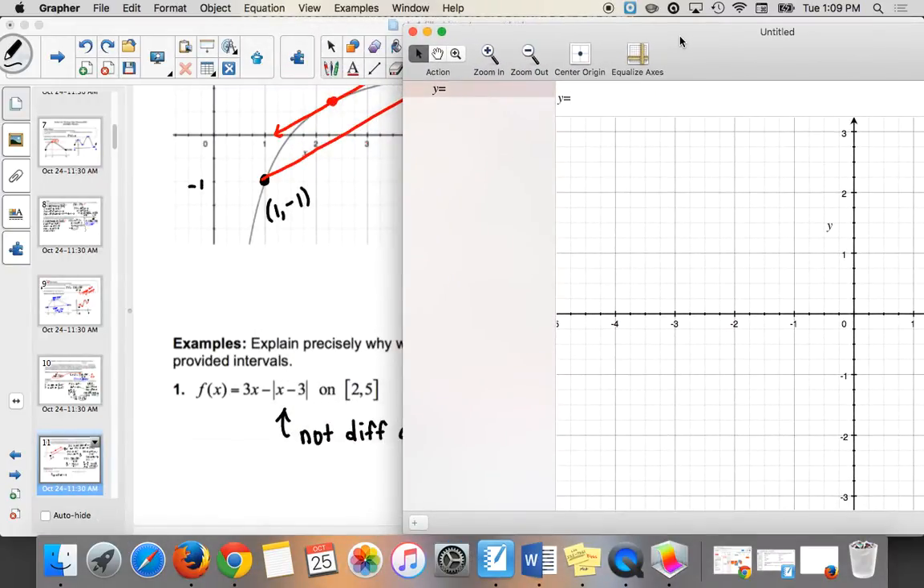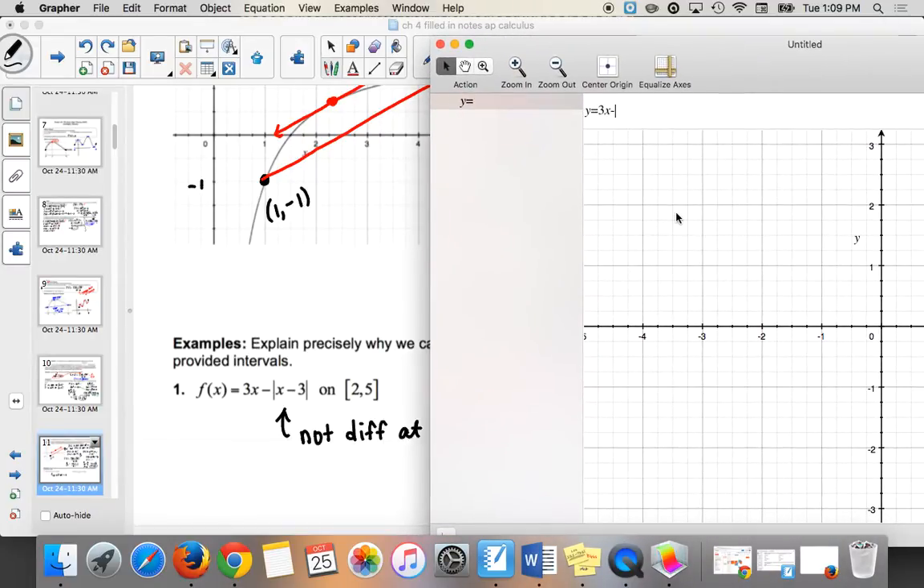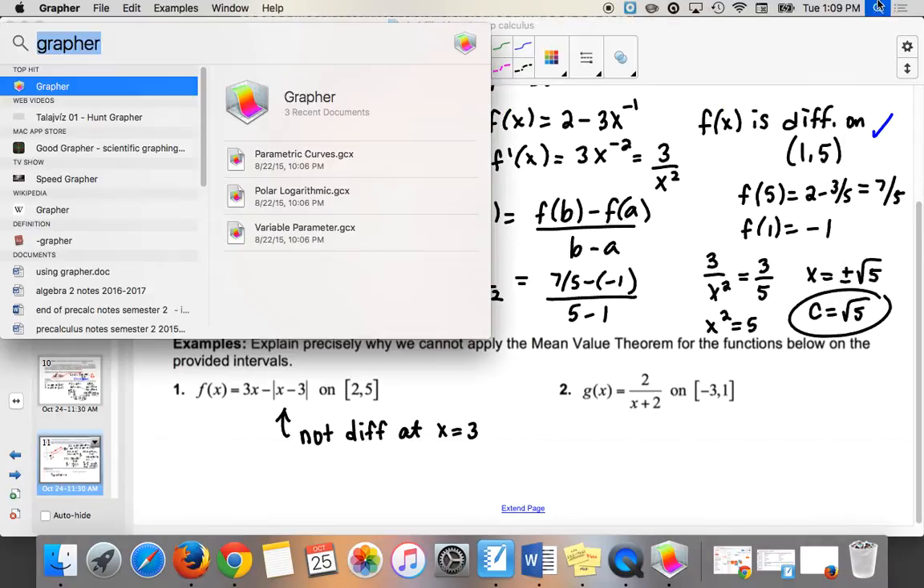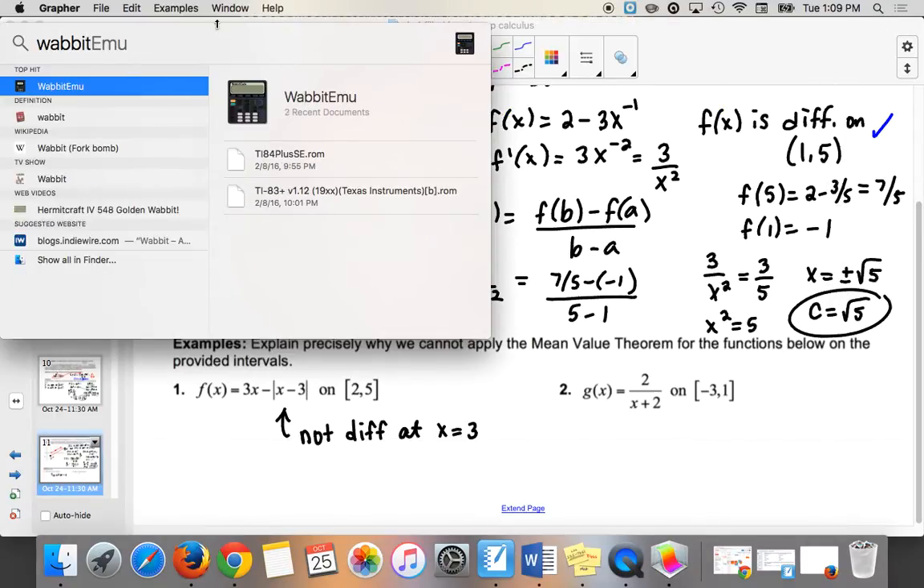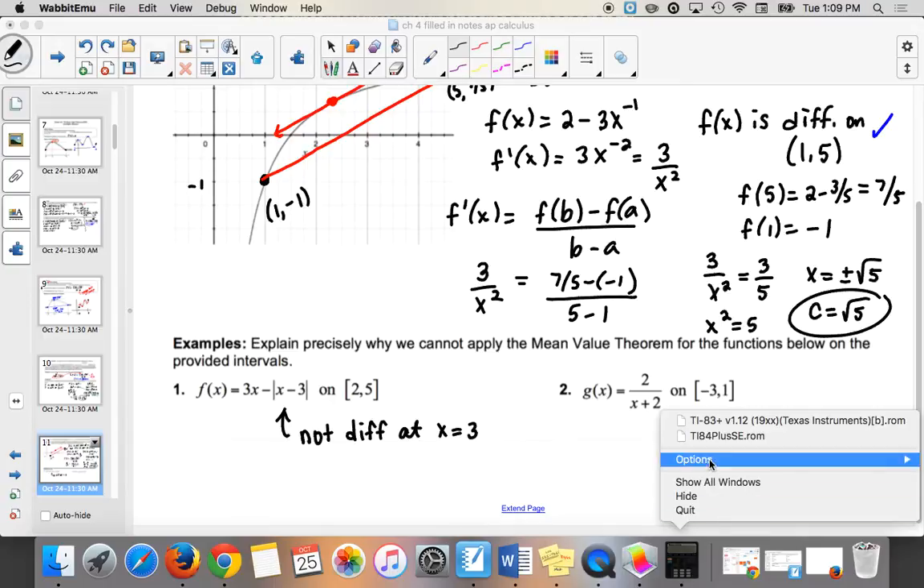What is the what? Oh, you can use the app, yeah. 3x minus abs x minus 3. Oh man, maybe I should do it on my regular calculator. All right, so go ahead and graph this, guys. Get your calculators out. Try it with me. I'm just curious as to what it looks like.